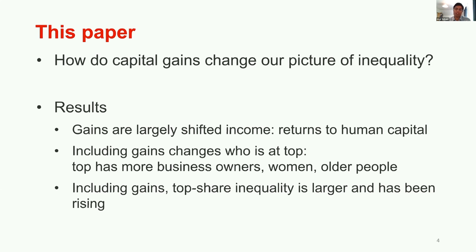So we'll get more business owners at the top, which is sort of not surprising because ownership of business is one of the ways in which you can transform income that you have into capital gains. We'll also see more women at the top, and we'll see more older people. And then finally, I'll show you that including gains raises the level of top share inequality, both just kind of across the board.